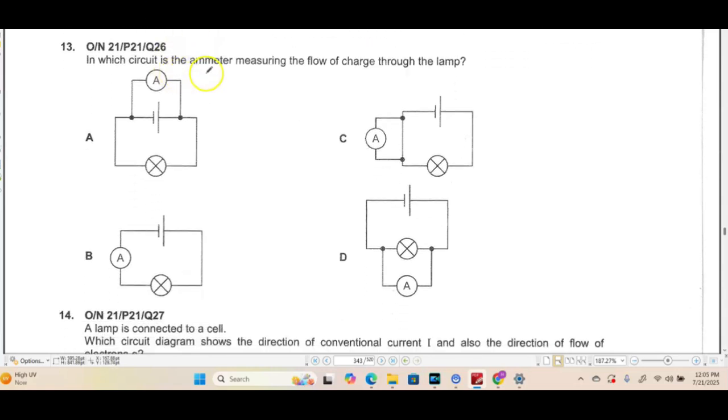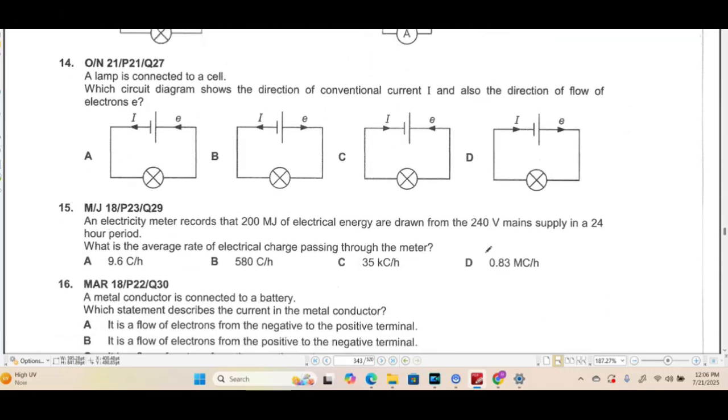So moving forward to question number 13. In which circuit is the ammeter measuring the flow of charge through the lamp? Ammeter has to be connected in series with the components. Here it's not in series and it's measuring somewhat that of the EMF, so it's not correct. Yes, this is our correct option. It's connected in series with the component it has to measure current for. Over here, it's connected in parallel. Ammeter isn't connected in parallel over here as well. So B is our correct option.